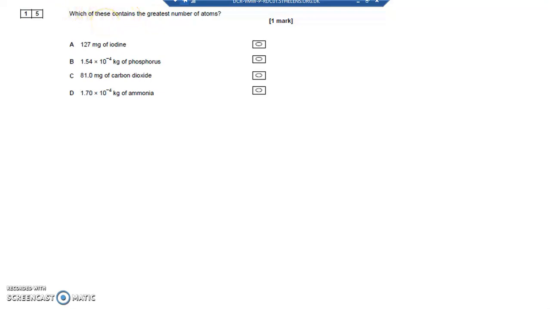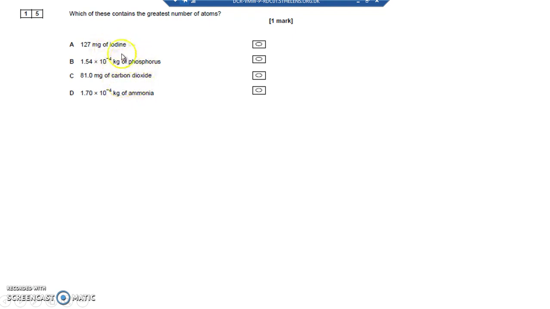Question 15. Which of these contains the greatest number of atoms? Quite a tricky question, this. First of all, some of them are in milligrams and kilograms, so I'm going to have to get that into grams first of all, and then I'm going to work out the number of moles, so I'm going to have to know the Mr of each of these to work out the number of moles.